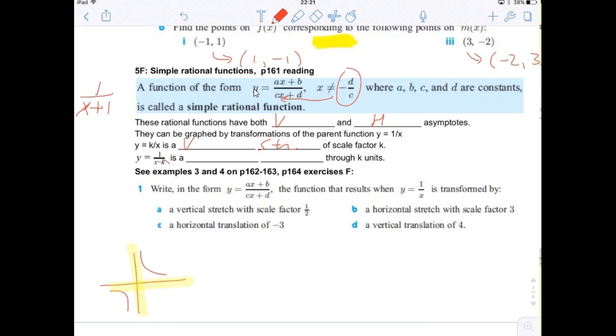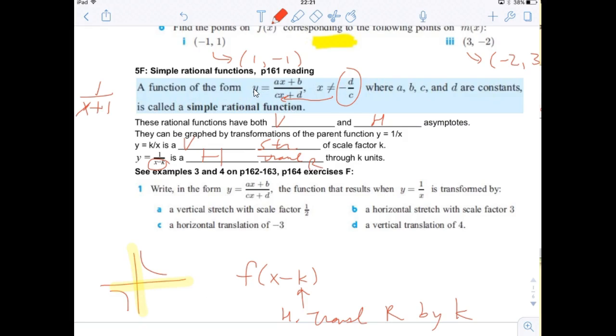1 over x minus k is a horizontal translation to the right through k units. Okay, that makes sense, right? Because remember, if you have f of x minus k, that means that this is a horizontal translation to the right by k. Okay, all right.